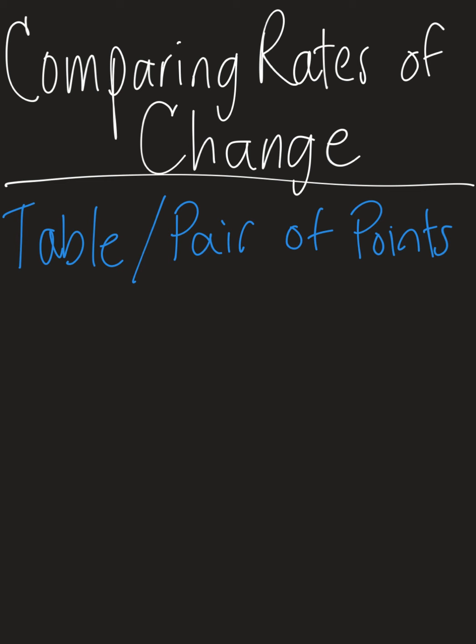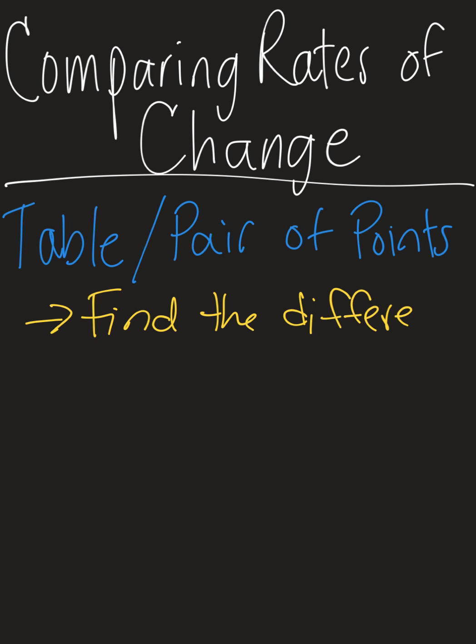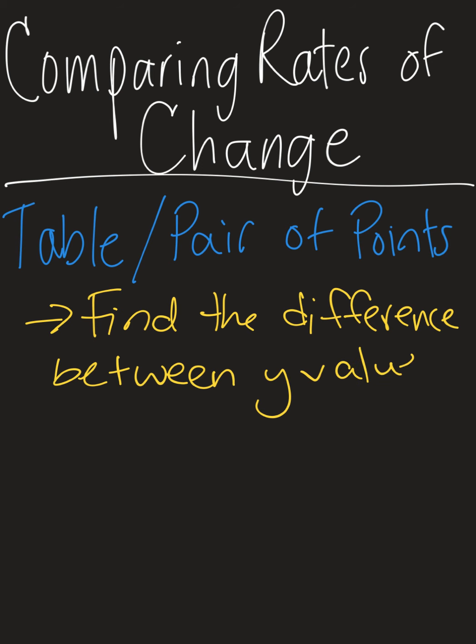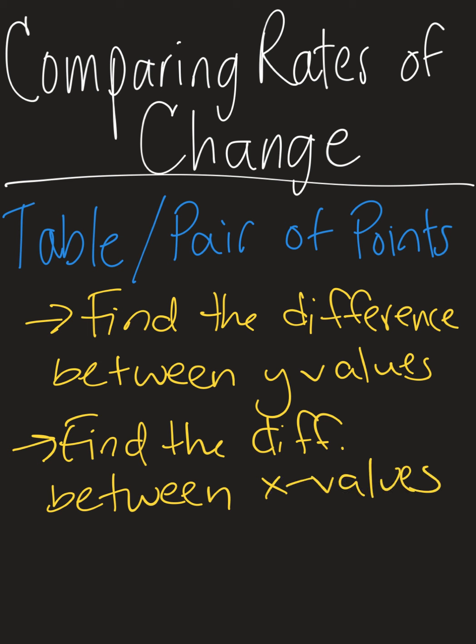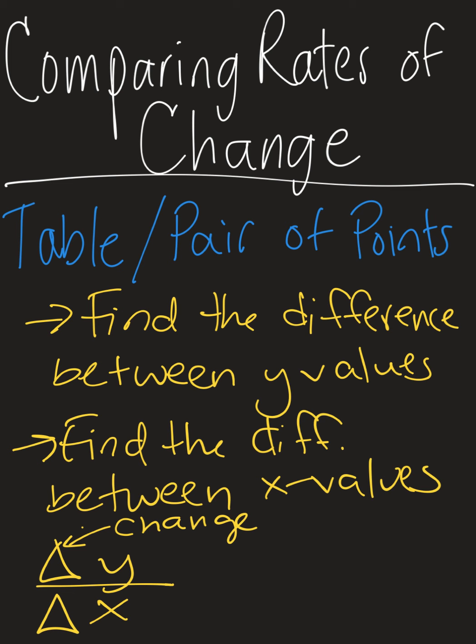So, to find a rate of change, because to be able to compare them, I need to know what it is, in a table or a pair of points, what I am going to do is find the difference between y values and find the difference between x values. And then I'm going to put the change in y, this means change, over the change in x, and simplify.